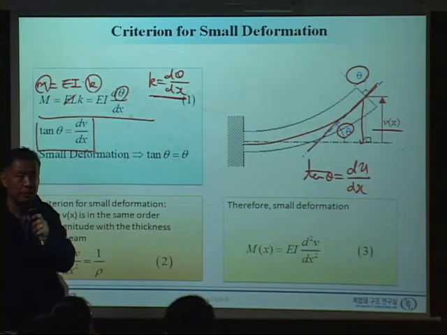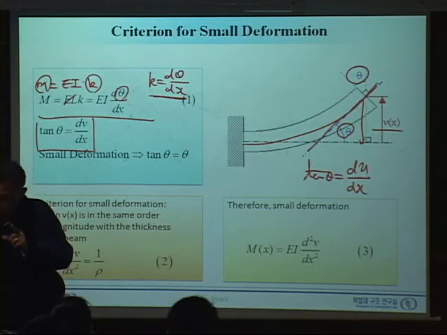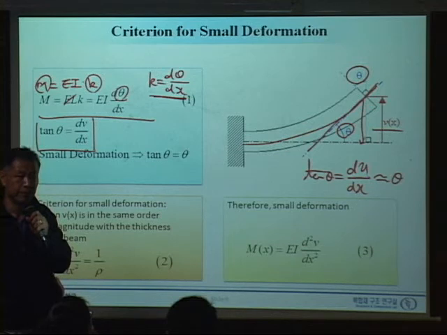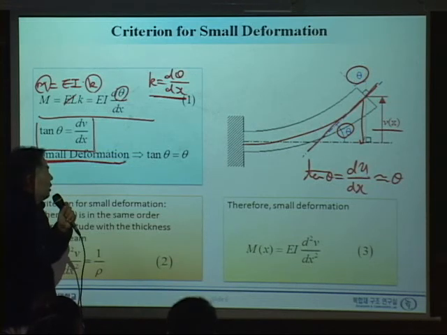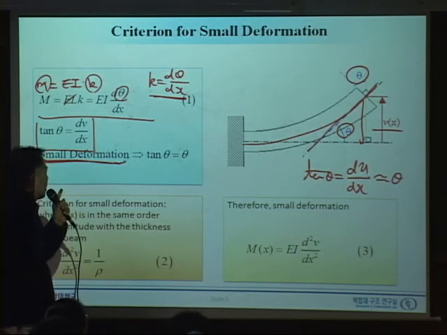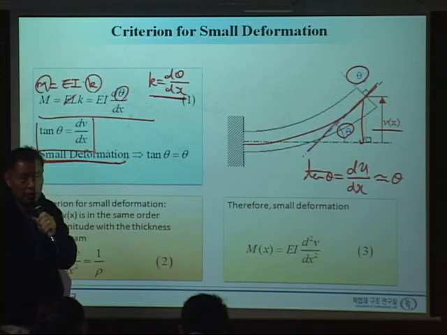Now, here is the key part. Tangent theta is approximately theta. Why? Small deflections. Okay, small deflections. For large deflection, we cannot say this, but we are considering only small deflection, so tangent theta will be just theta. Okay, this is a key part.